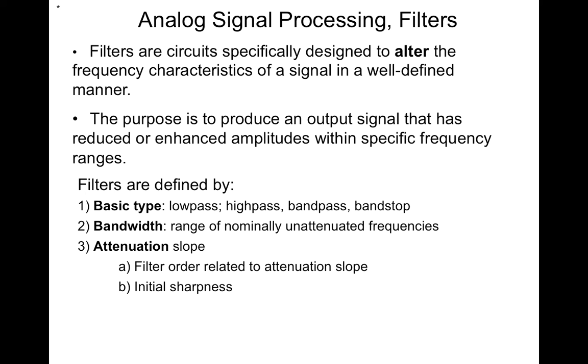I should point out that bandwidth can describe either a filter or a signal. So we can talk about a filter bandwidth, or we can talk about a signal bandwidth. The definition is the same. A signal bandwidth would just be the frequencies contained within the signal. A filter bandwidth would be the frequencies that are not attenuated by a filter.